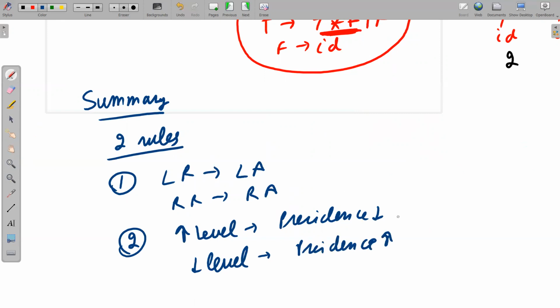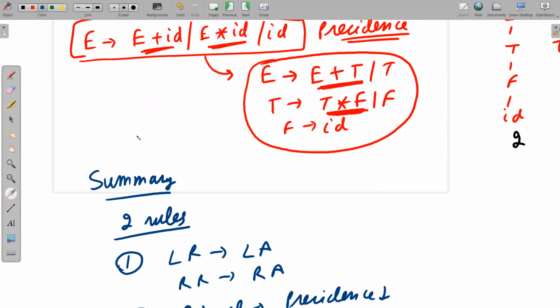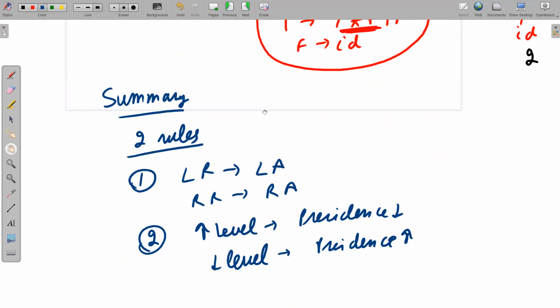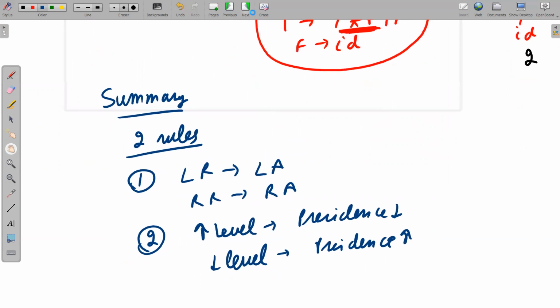Okay, if you are able to follow it, then it's okay. Otherwise, just see here carefully. Plus is nearer to E, na? So it is having less precedence, and star is away, so it will be having more precedence. That's it. Okay, this is the summary. Now I am jumping to the question and try to answer that.